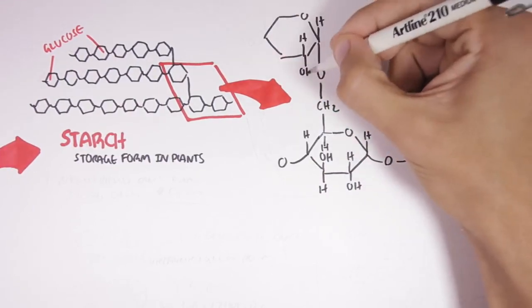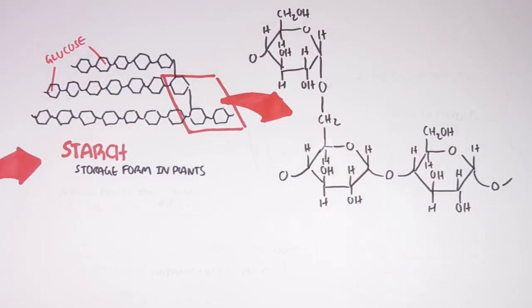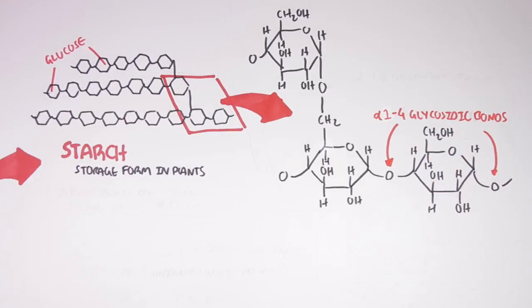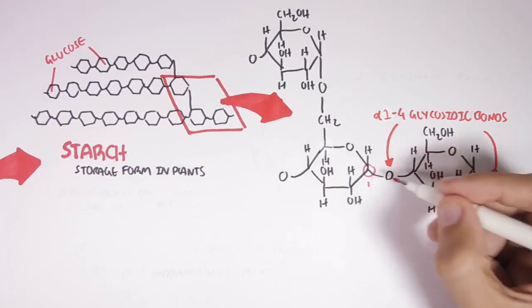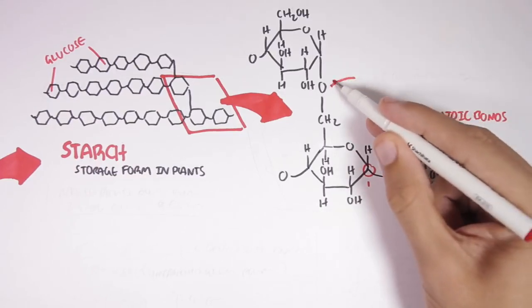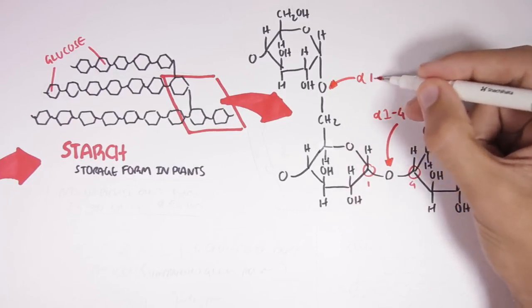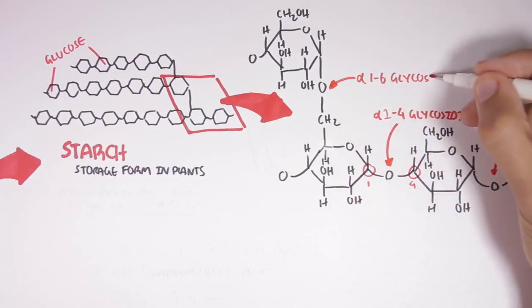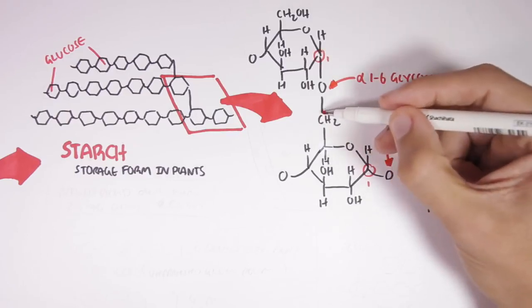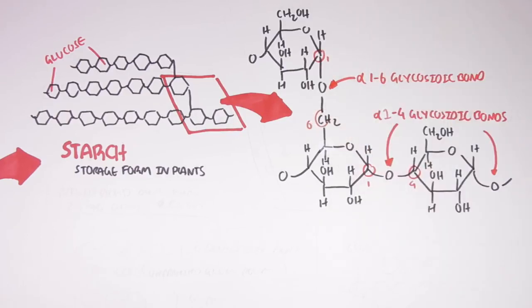So here we have our regular alpha 1,4 glycosidic bond between two glucose molecules. And this is because carbon number 1 and carbon number 4 of these glucose molecules are involved in the linking process. However, the branching point here is actually an alpha 1,6 glycosidic bond between two glucose molecules. And that is because carbon number 1 of this glucose and carbon number 6 here are involved in the linking process.